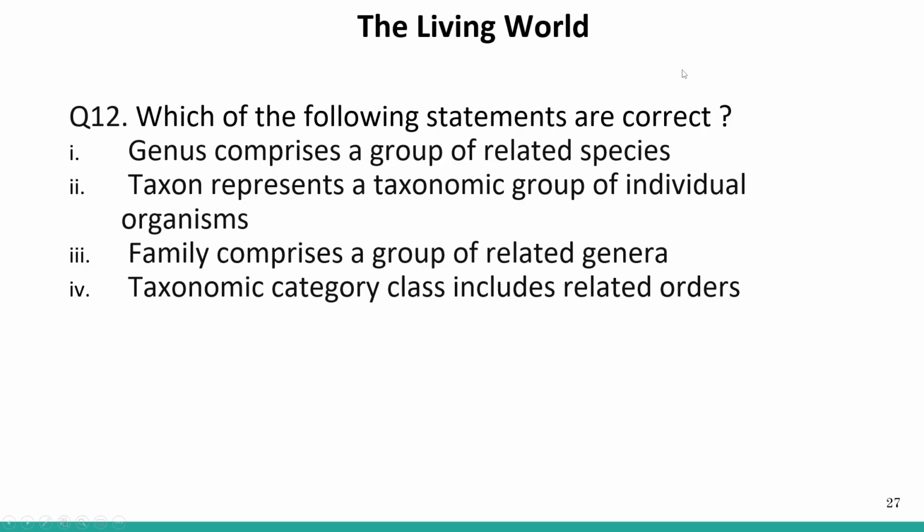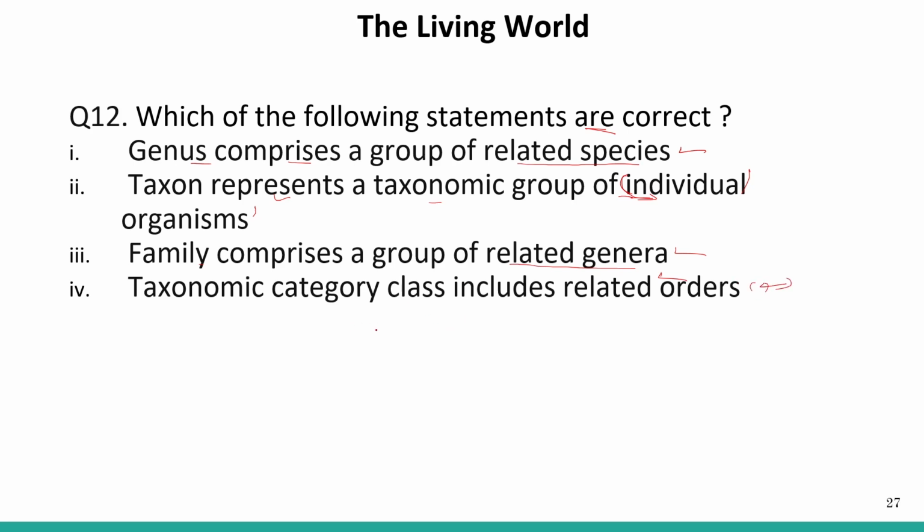Alright, so let's start with the next question, which is: which of the following statements are correct? First is genus comprises a group of related species. So this is correct. Second option is taxon represents a taxonomic group of individual organism. This is not correct. They're talking about the individual organism. Option third is family comprises a group of related genera. This is also correct. And then option fourth is taxonomic category class includes related orders. So this is also correct.